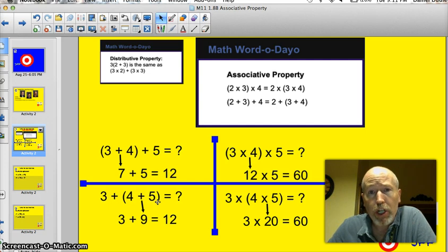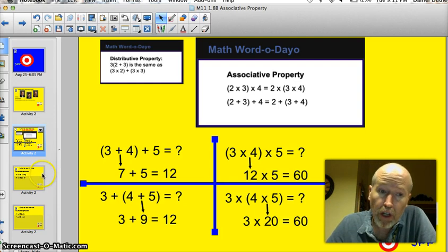When working with multiplication and addition, you can do that. That's what the associative property is. So I move the parentheses here and here. Now I solve it. I've got 3 plus 9, which equals 12. You notice our answers are exactly the same, 12 and 12. It works the same way for multiplication. Here I've got the parentheses on the 3 times 4, so I end up with 12 times 5, which is 60. I can move the parentheses over here to 4 times 5, and I end up with 3 times 20. I still get an answer of 60. That's rewriting an expression using the associative property.